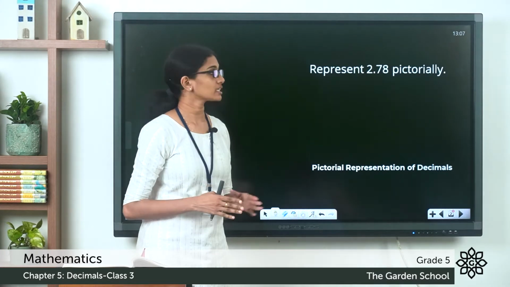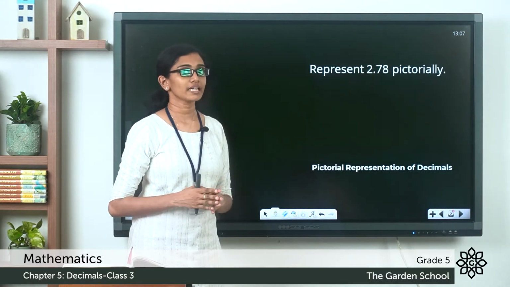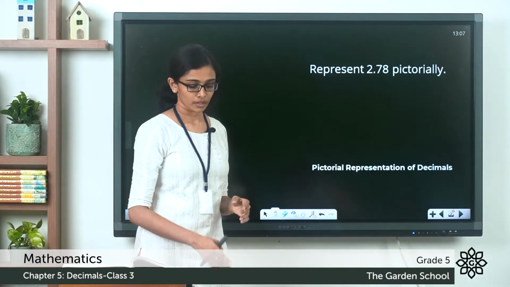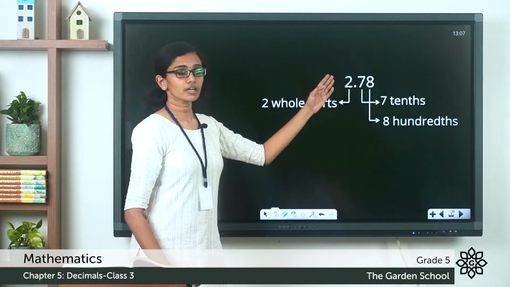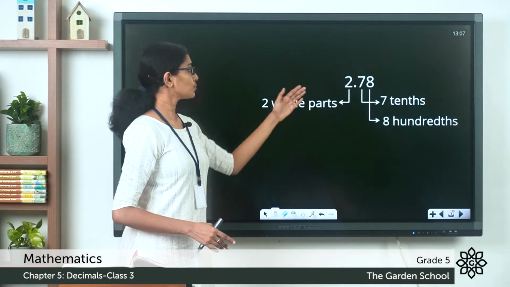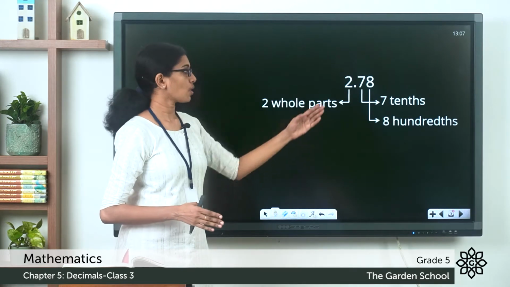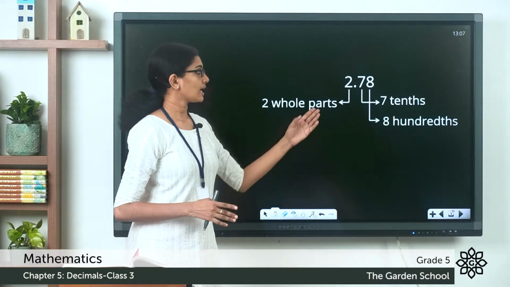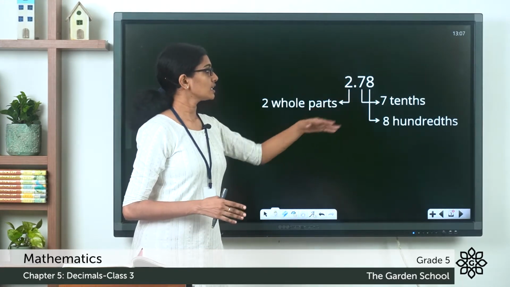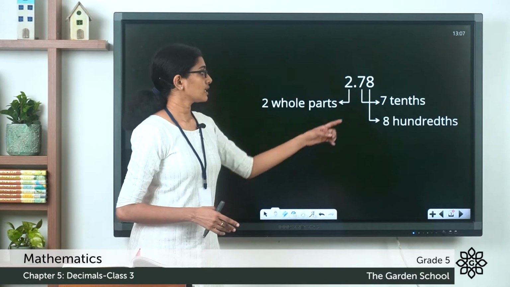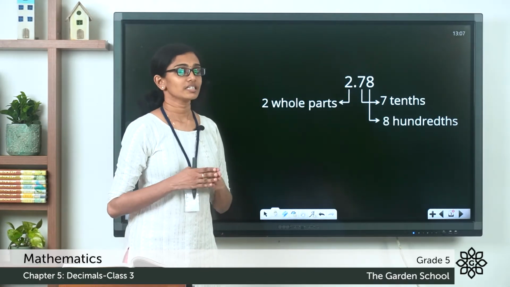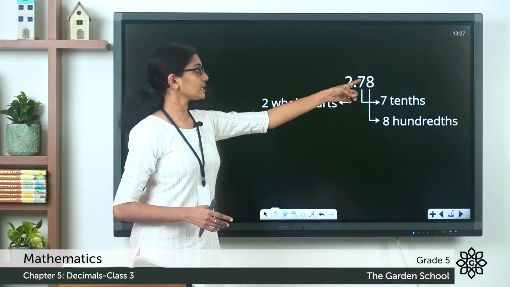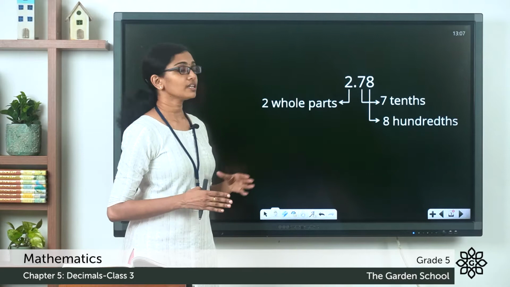2.78. How do you read this? After the decimal point, you have to read the digits one by one. So, it's 2.78. And in this number 2.78, 2 means two whole parts. The whole number part is the digit 2. And you have the decimal point here. And after the decimal point, you see the fraction or the decimal part and the digit 7. The digit 7 is in the 1/10th or 10th place and the digit 8 is in the 100th place.